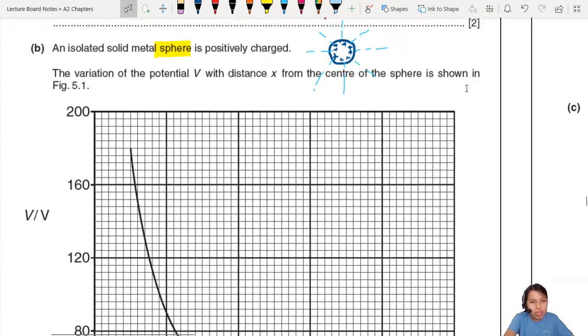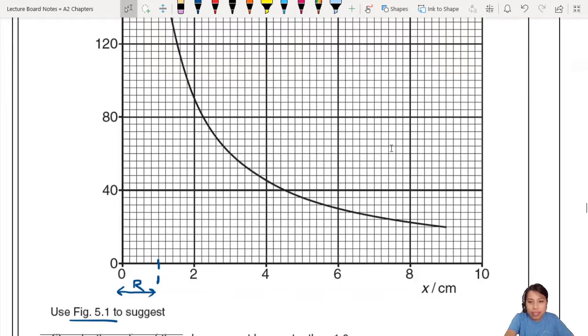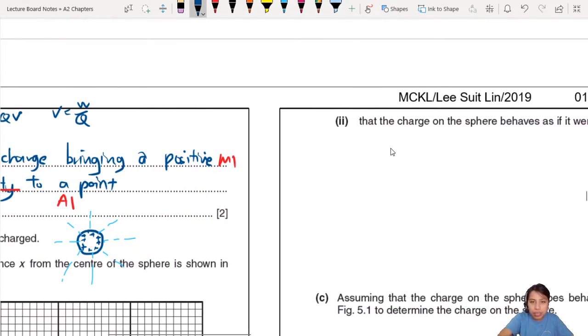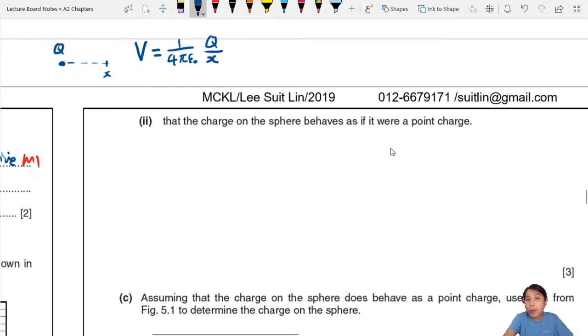So for point charges, okay, charge on sphere behaves as point charge. If you want to use the graph of V against X, potential, what is the potential of a point charge? Let's say a point charge here with some charge Q. If you want to measure potential, you need to calculate V equals K, which is about 1 over 4 pi epsilon naught, let me just write the whole thing out, times Q, the charge, over R or X. How far are you from the charge? Let's say I'm over here at distance X. Okay, this is the equation we use for point charge.